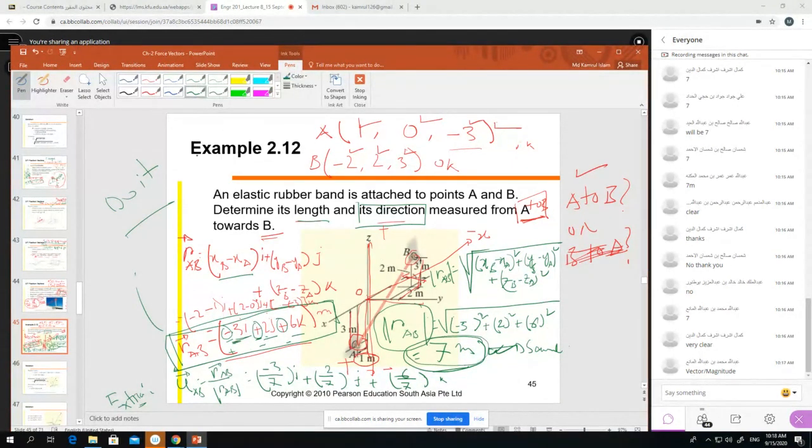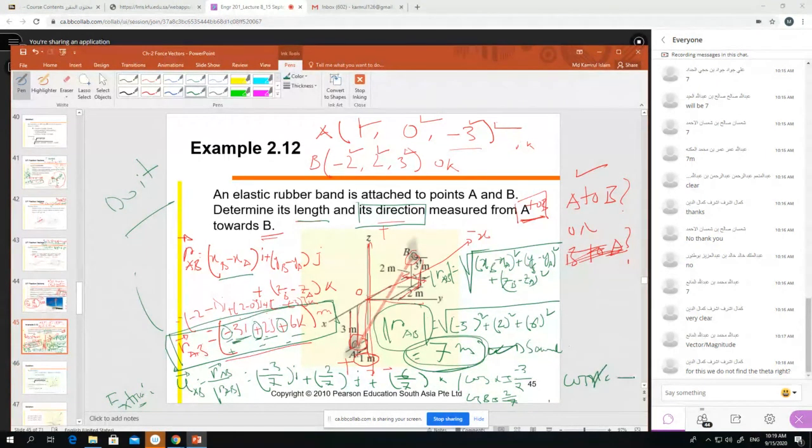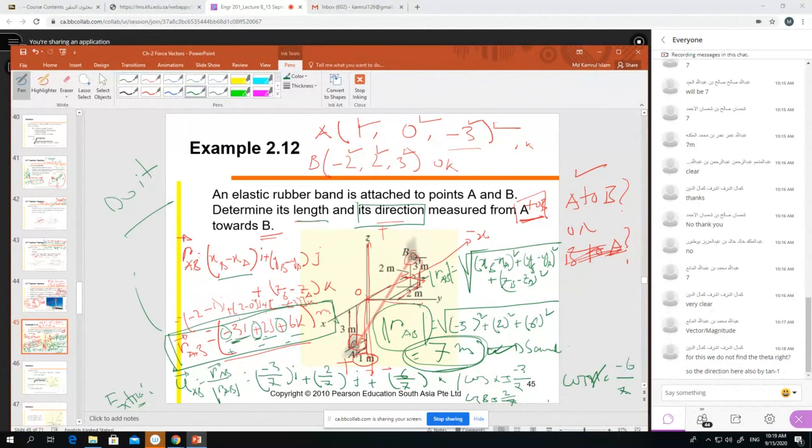Like length means I ask you, okay, what is your length? For this we do not find the angle theta, right? Yes, if you want, we can find theta, and also this is easy. As example, if you want to find the cos alpha, it is very simple. Cos alpha is equal to minus 3/7. If you want to find the cos beta, it is equal to 2/7. If you want to find the cos gamma, it is 6/7.